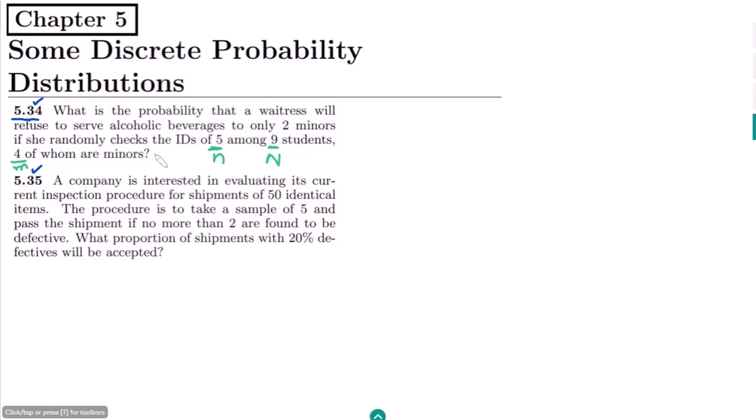Okay, so if 2 of the 5 are basically the minors, she will reject alcoholic beverages. Okay, so in solving it, let me solve it first. So this is 5.34, and in solving it, we have to do what here? First of all, we have to write the 4 minor students, and out of those 4 she has to select 2. If 2 of them are basically the minors, okay, what will she do? She will reject the alcoholic beverages.